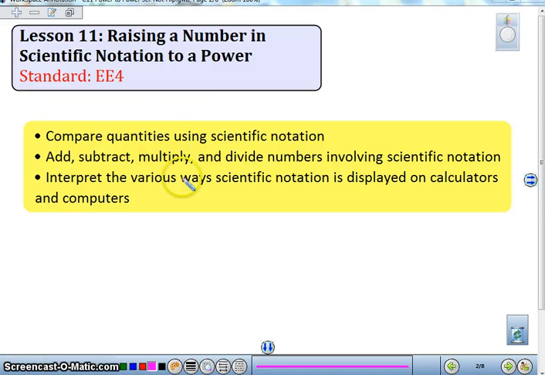Lesson C11, the last one you're going to be watching a video for. Tomorrow's work we'll be doing in class as we finish the unit and get ready for your review.